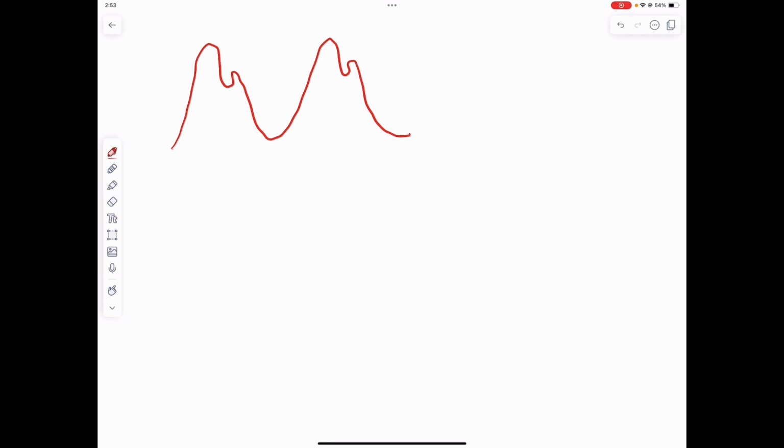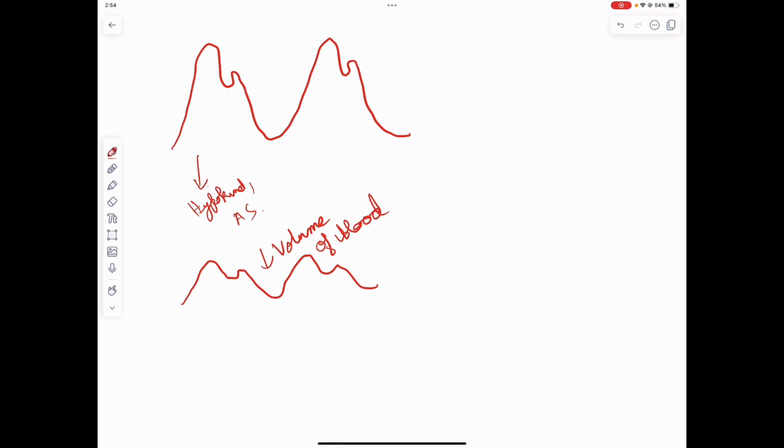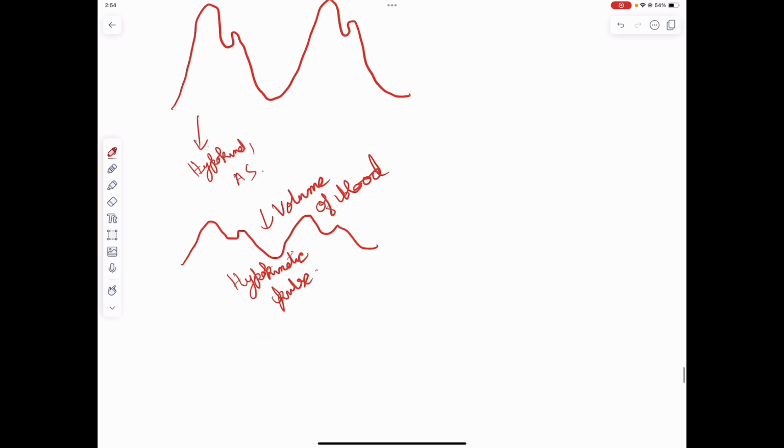So what happens in various diseases? Remember that in hypokinetic pulse or in aortic stenosis, the pulse we will get is less prominent. There is a decreased volume of blood that is being pumped, and this is witnessed in hypokinetic pulse. Now we move on to the next.